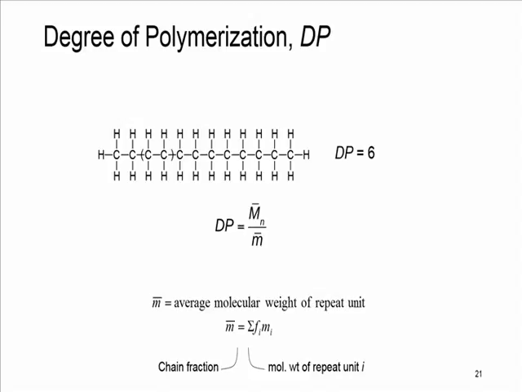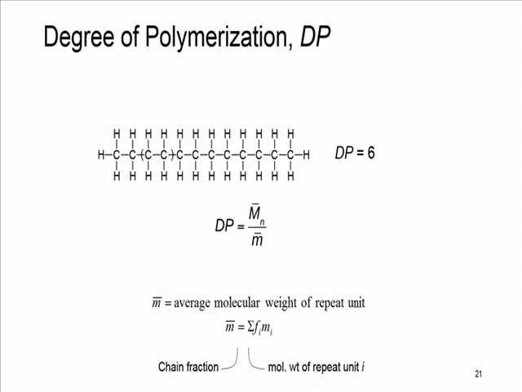To find it for a polymer with different chain sizes, we use this formula in which M bar n is number average molecular weight and m bar is the average molecular weight of repeat units.